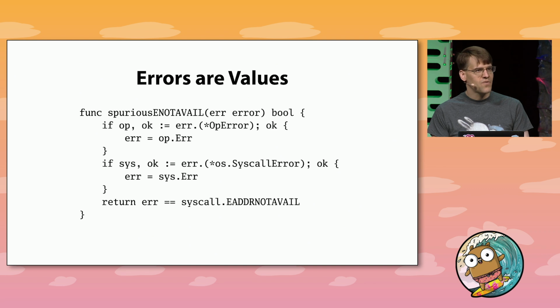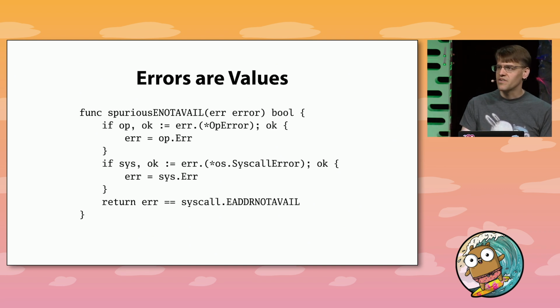A type guard peels away any net.OpError wrapping, and then another one peels away any os.SyscallError wrapping, and then finally we check the error for equality with EADDRNOTAVAIL.